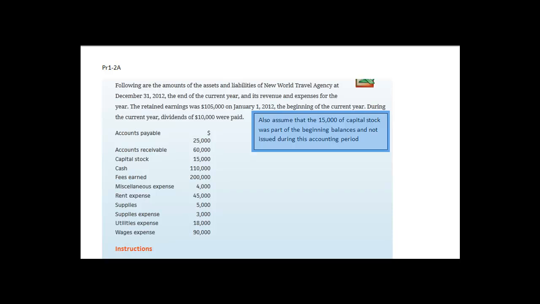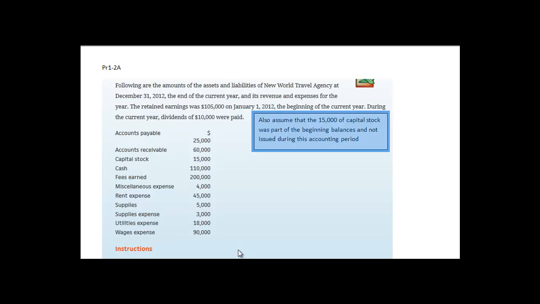Okay, let's take a look at problem 1-2A. Okay, so we're given some information here, and you can't see it. It's just below where I'm filming on my screen here, but it asks us to prepare an income statement, a statement of retained earnings, and a balance sheet, all ending on December 31st, 2012.